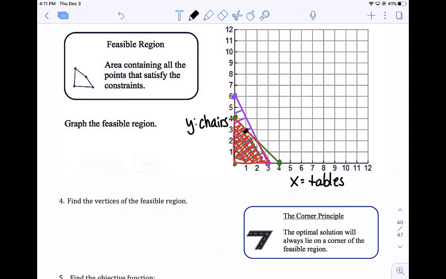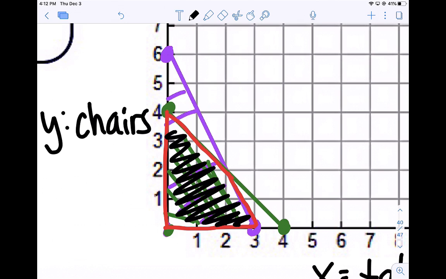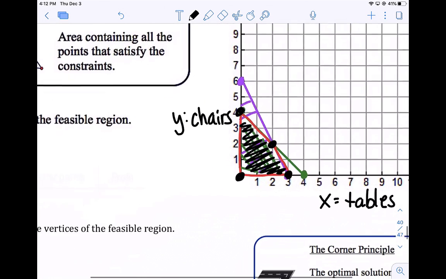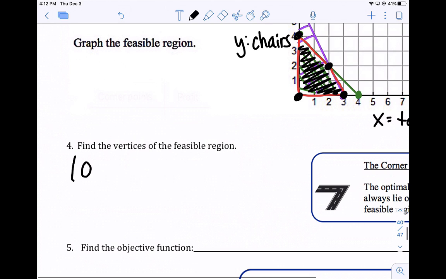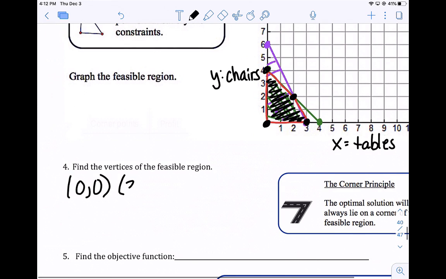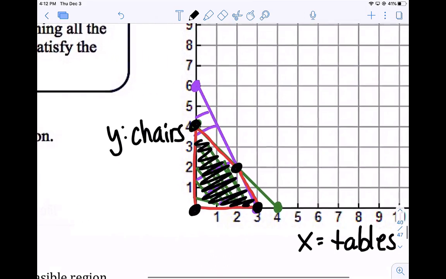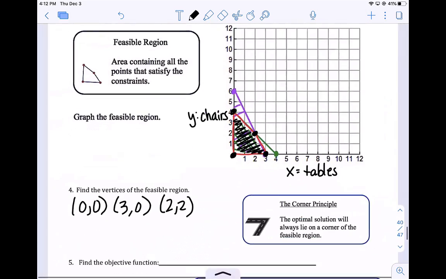Find the vertices of the feasible region. Oh, I should erase this right here. Oopsies. All right, so again, here's my feasible region. The vertices are the corners. So here are the vertices, the corners, and we talked about that before as well. So the vertices are 0, 0, 3, 0, 2, 2, and 0, 4.